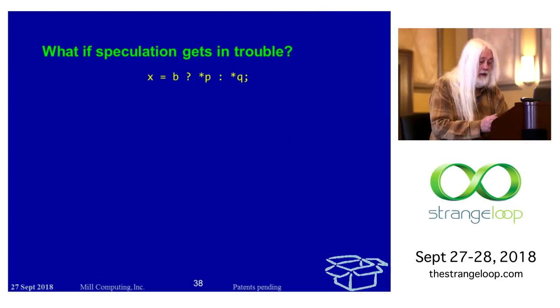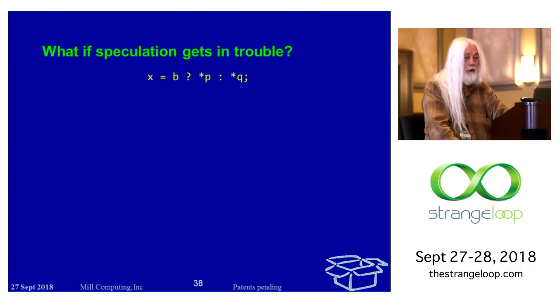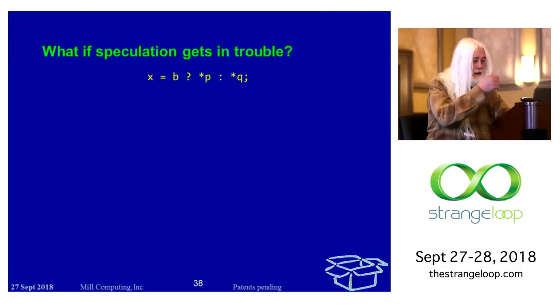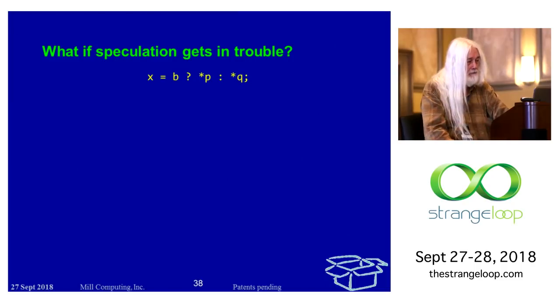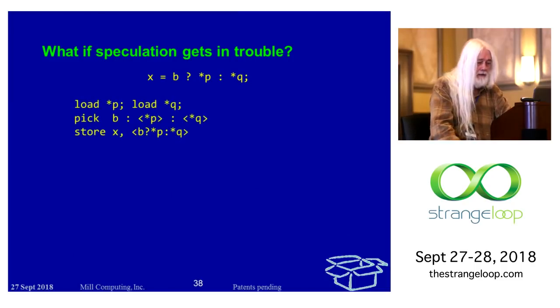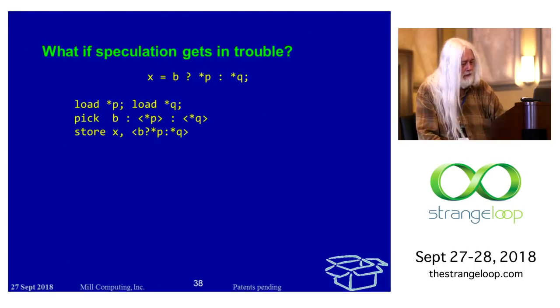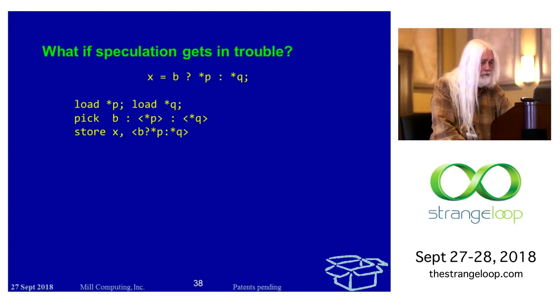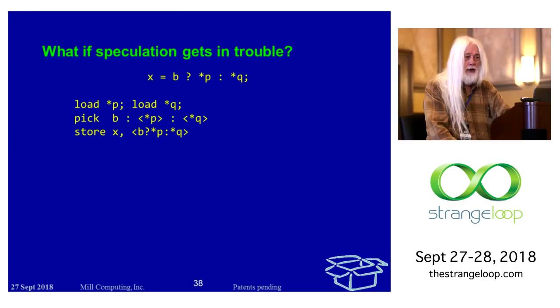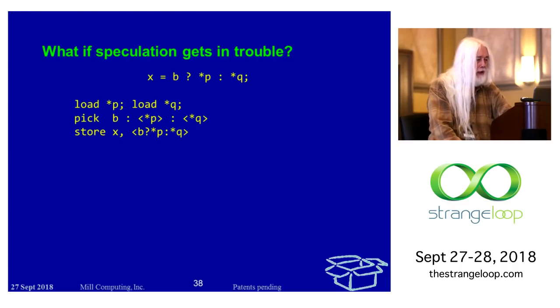Of course, there are more problems in stores. You also can get in trouble. Take this little fragment here. We can speculatively do this. We load both of them. The pick operators choose one of two on the Mill. Pick will select one of the two, and then we use that address in the store.